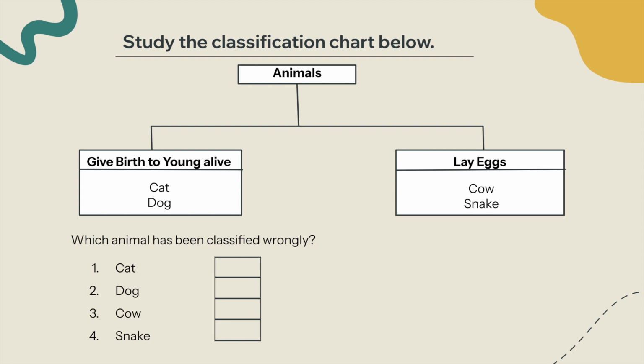Next question is, study the classification chart below. Animals give birth to young alive: cat and dog. Lay eggs: cow and snake. Which animal has been classified wrongly? Cat, dog, cow, snake. Yes, the answer is cow because it gives birth to its young alive.